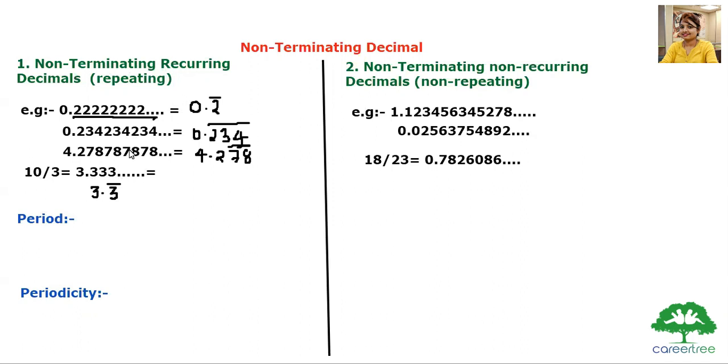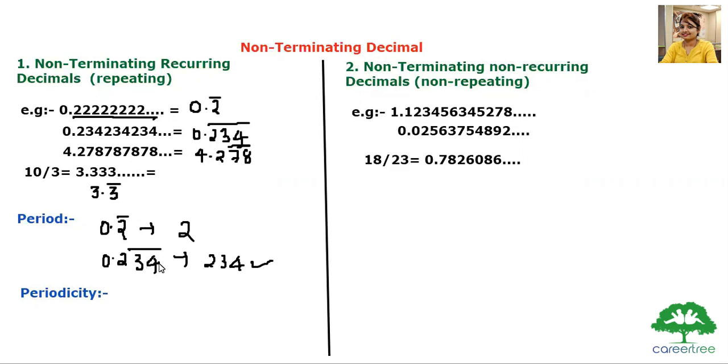In this type of decimal, there is a period and periodicity. What is the period? If you take a decimal like 0.2222, which digit is repeating? 2. So this 2 is the period of this decimal. If you take 0.234 bar, which digits are repeating? 2, 3, 4. So these are the period. What is periodicity? Periodicity is the number of digits present in the period.